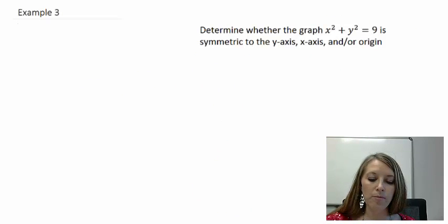Let's move on to my third example. x squared plus y squared is equal to 9, and we want to determine whether this is symmetric to the y-axis, the x-axis, and/or the origin. I suggest that you pause the video and see if you can come up with this on your own.